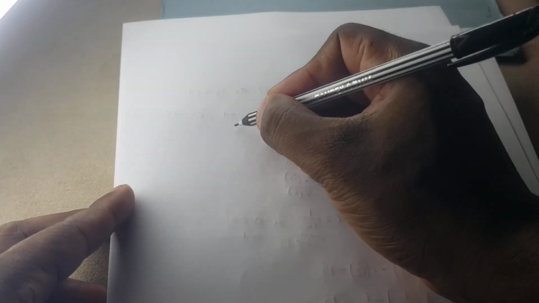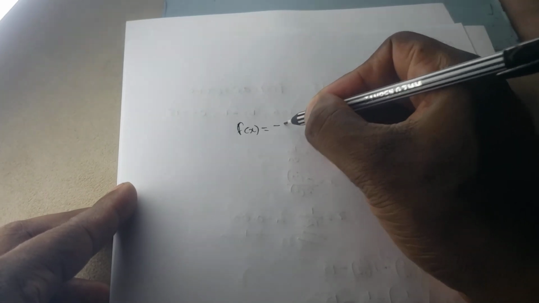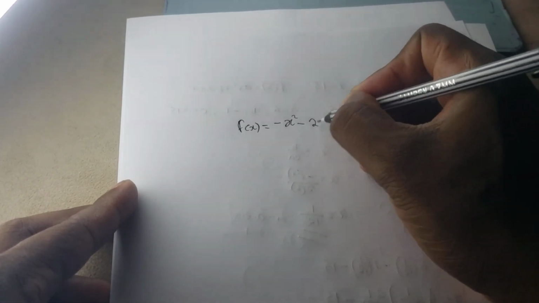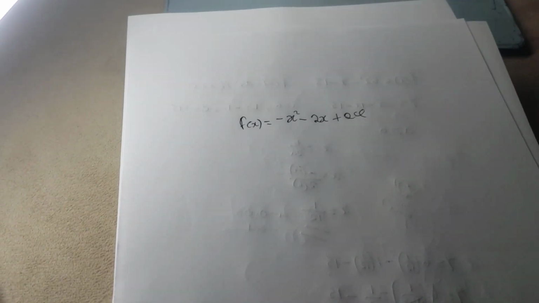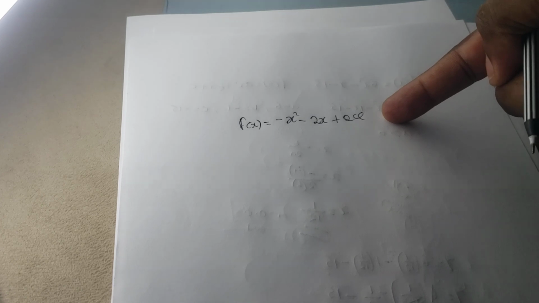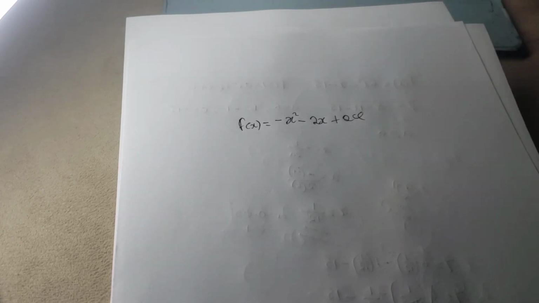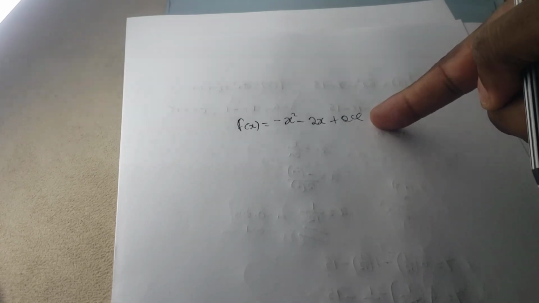All right, let me look at one more example. Let's say we have this function. F of x is equal to negative x squared minus 2x plus 24. Will this function have a minimum value or maximum value? Will this parabola have a minimum value or maximum value?